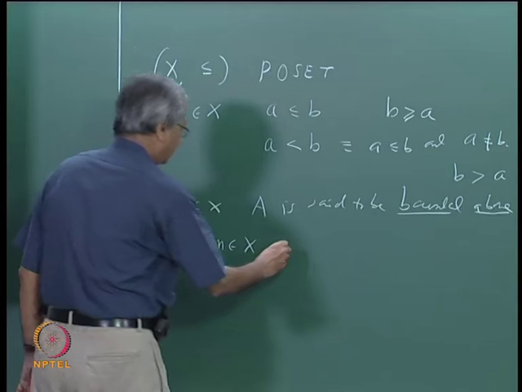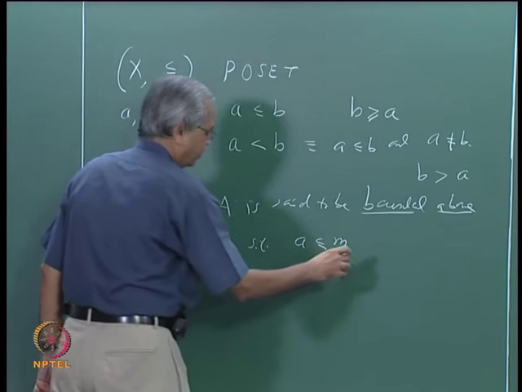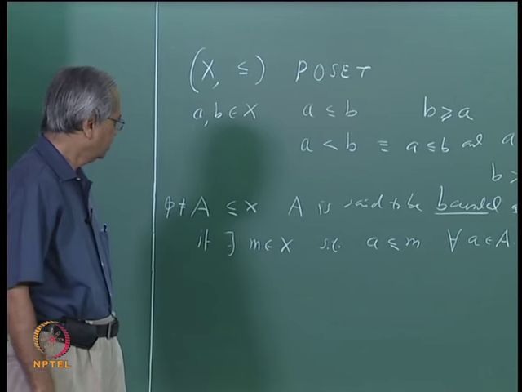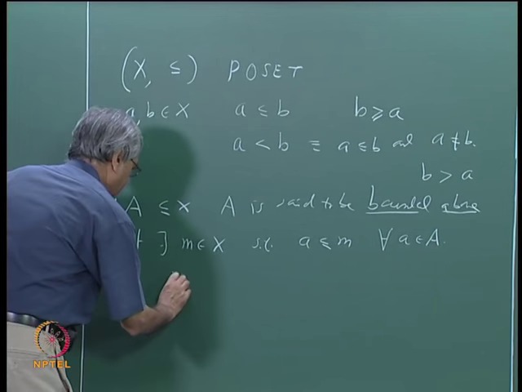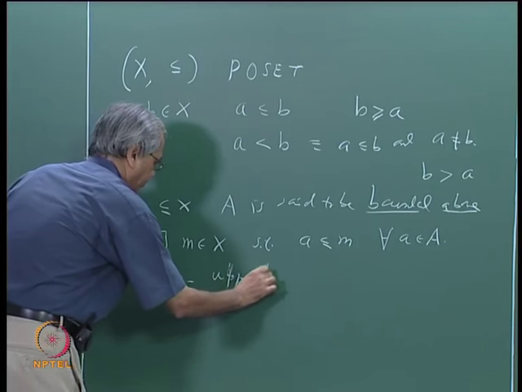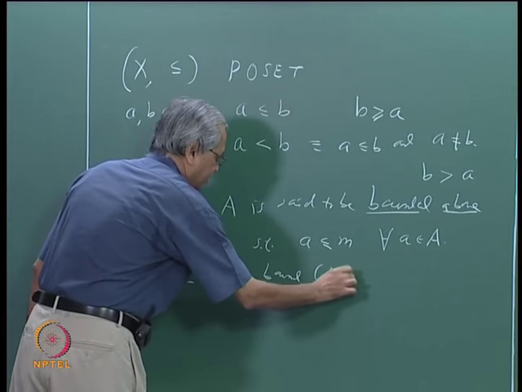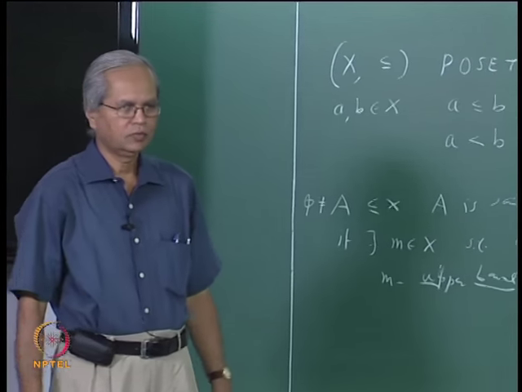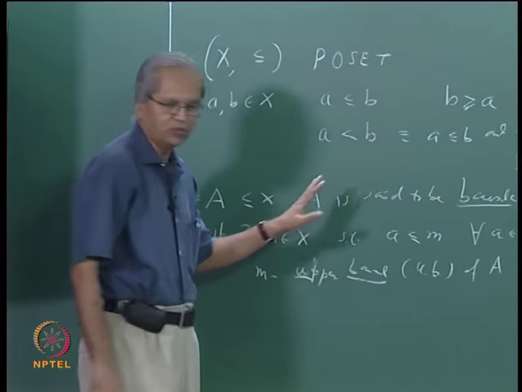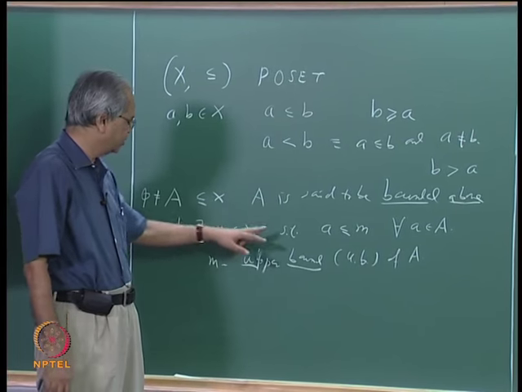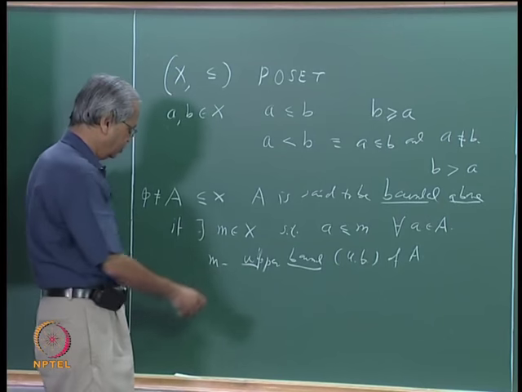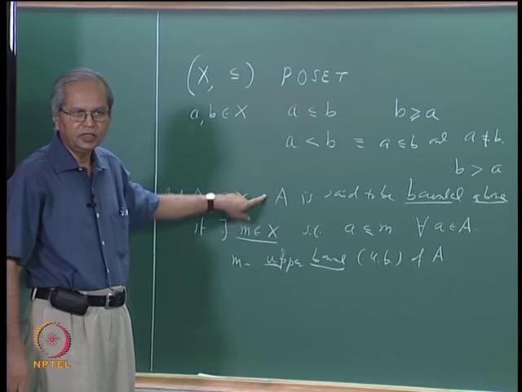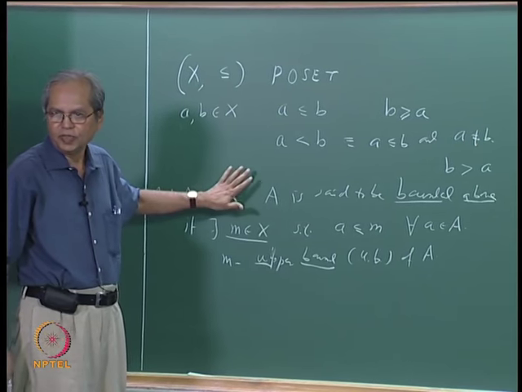Suppose there is some M in X such that a is less than or equal to M for every a in A. Then this element M is called an upper bound, and we'll use the standard short form UB, upper bound of A. Remember that in general a set may or may not be bounded above. If it is bounded above, it should have an upper bound. Also notice here that it is not said that M belongs to A. The upper bound need not be an element of A. It is any element of X.